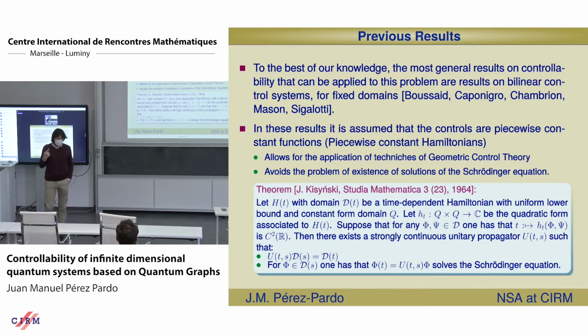The main reason is that they built a way in which one can extend the results of finite dimensional control theory to the infinite dimensional case. And for doing that, they have to assume that the controls are piecewise constant, which in the case of linear Hamiltonians that we have and the ones that they consider, assumes that the Hamiltonians are piecewise constant. This means, in particular, that they don't have to solve the time-dependent Schrödinger equation because they evolve just with a constant Hamiltonian during a certain time, and then they evolve with a different Hamiltonian. So the problem of the time-dependent Schrödinger equation is not there. The problem is we cannot use that approach with the time-dependent boundary conditions that we are considering. The domains will not be fixed at any time.